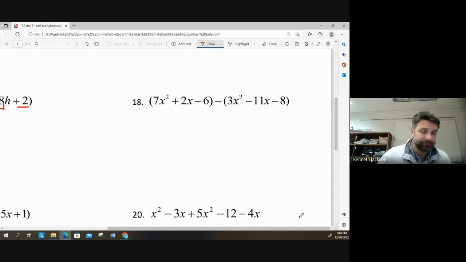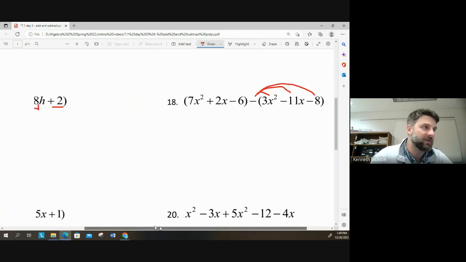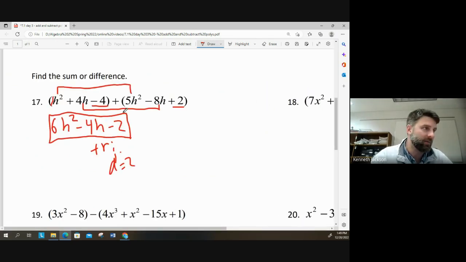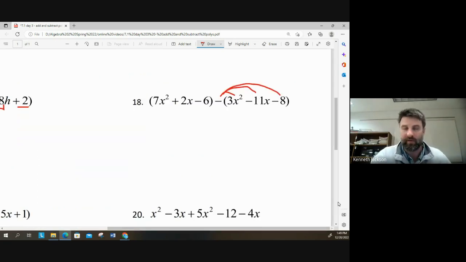On number 18, we have a negative sign in between these two parentheses. And this negative sign is important because we have to distribute it. It's going to change the signs. Now you might say, but wait a minute, we didn't distribute on 17. Why not? Well, because it's a plus sign. The plus sign doesn't change any of the signs that follow it. That's an Algebra 1 thing.